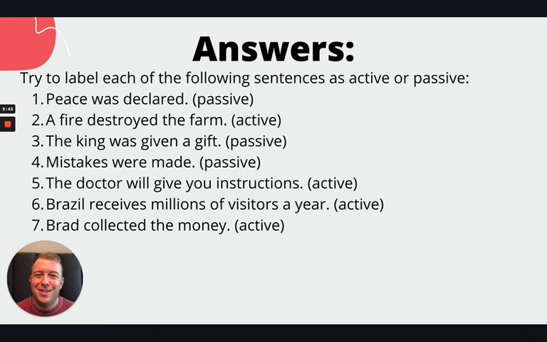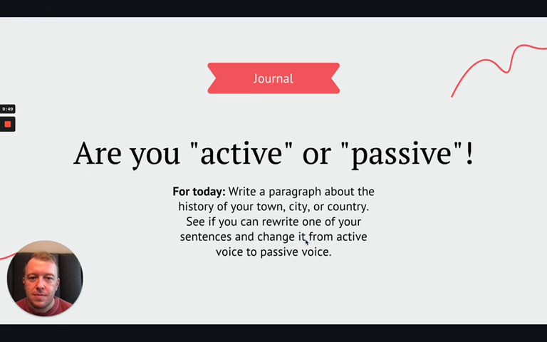Is that enough grammar for you yet? I know this can be a little tricky, but if you get this right, it's really going to help your writing. So, that leads us to our journal question for this lesson. Are you active or passive? All right. I want you to write a paragraph about the history of your town, your city, or your country.